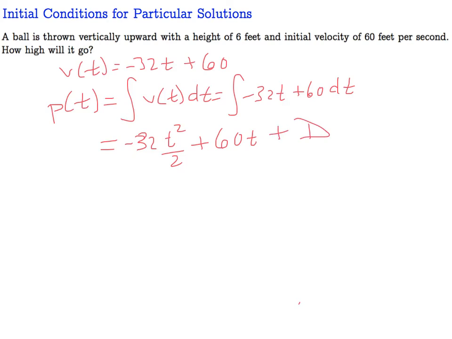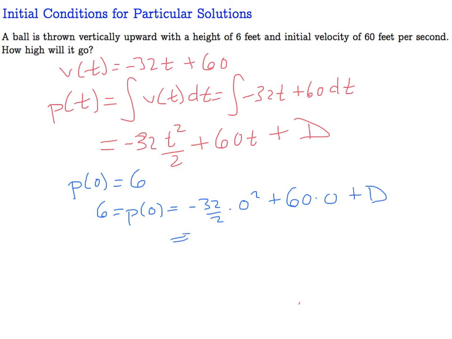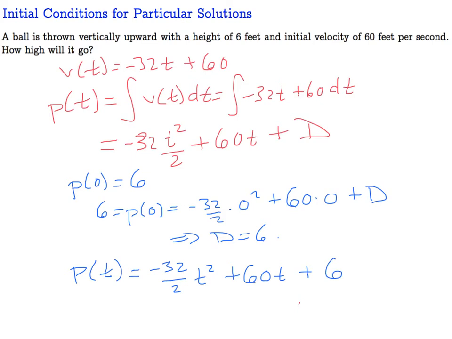Well, recall again, one of the other things I know is that at time 0 I need to start out at 6 feet. So this means 6 is equal to p of 0 is equal to negative 32 over 2 times 0 squared plus 60 times 0 plus d. So this tells me that d is equal to 6. So what I've got now is I've finally figured it out. I've got my position function: negative 32 over 2 t squared plus 60t plus 6.